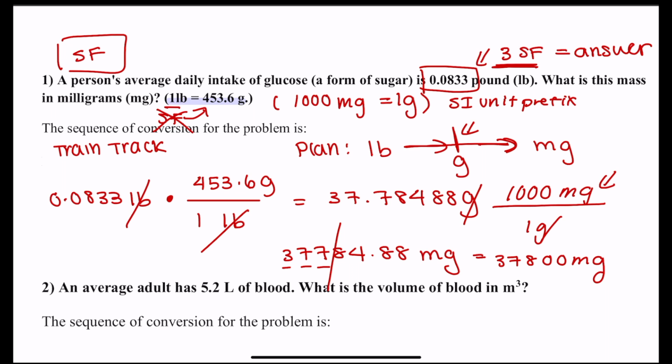Or we can make this look a little bit prettier and put it in exponent form. So we go 1, 2, 3, 4. So it moves 4 times. So our answer will be 3.78 times 10 to the 4th milligrams. And that's how you'll do that question.